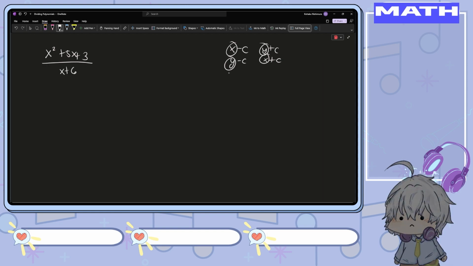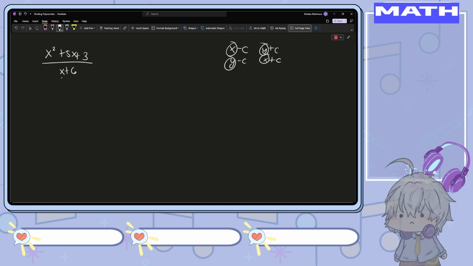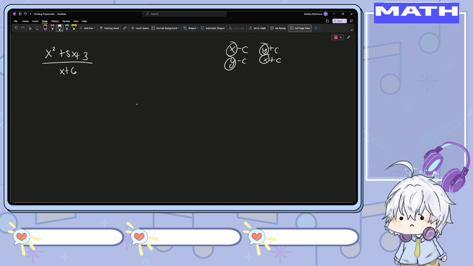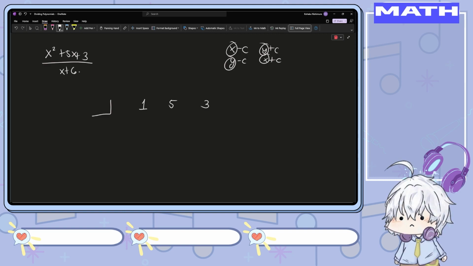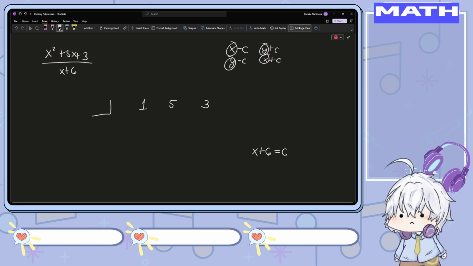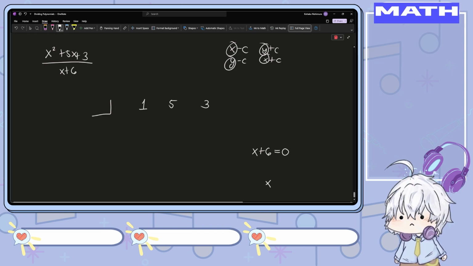So, with that being said, we start off by writing their numerical coefficients on the dividend, which is 1, 5, and 3. The divisor, the reason why we get its opposite is because it looks something like x plus 6 will be equal to 0, and we need to solve what x is.